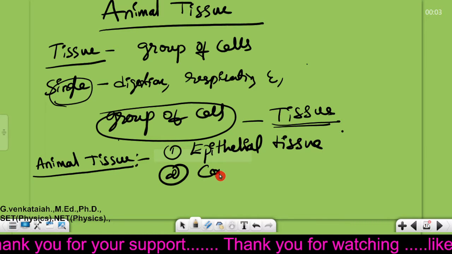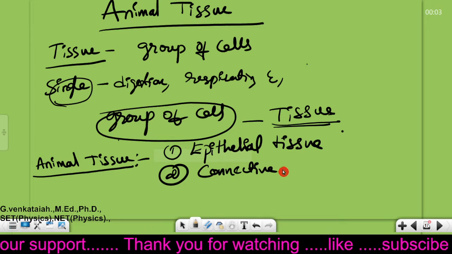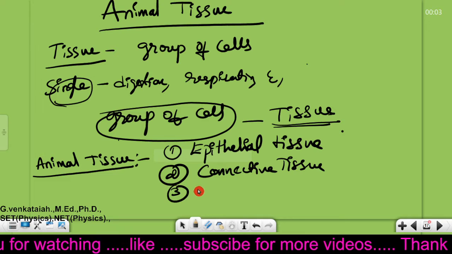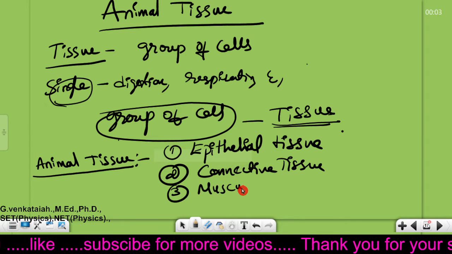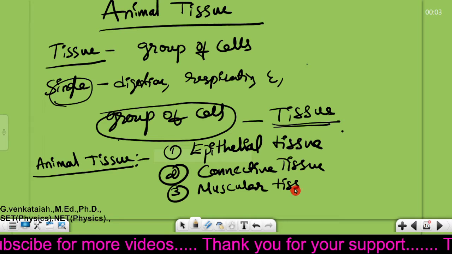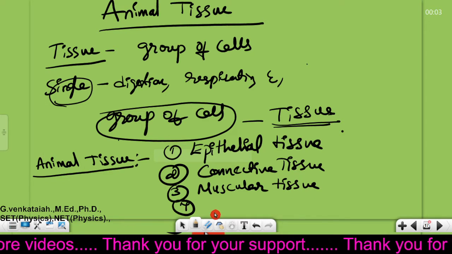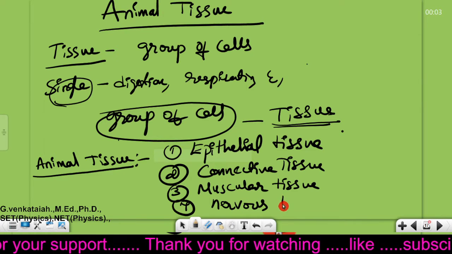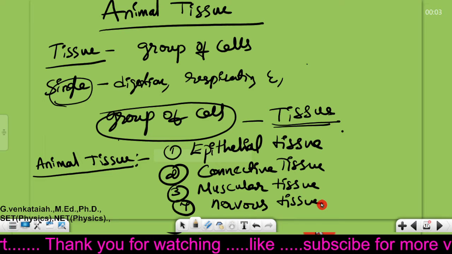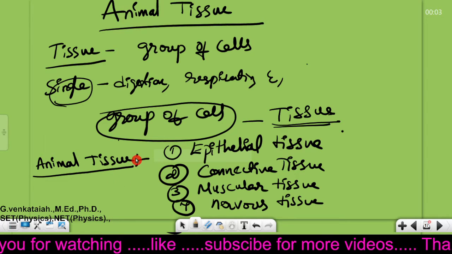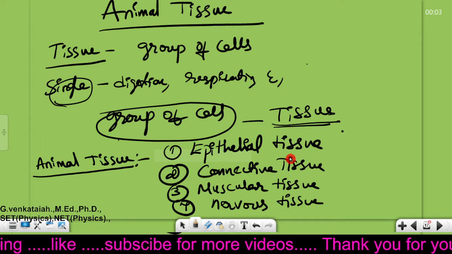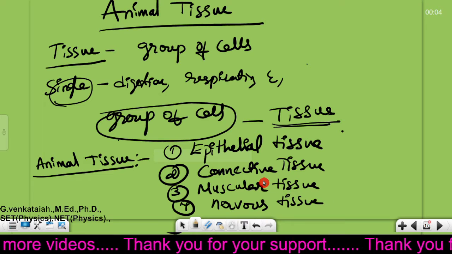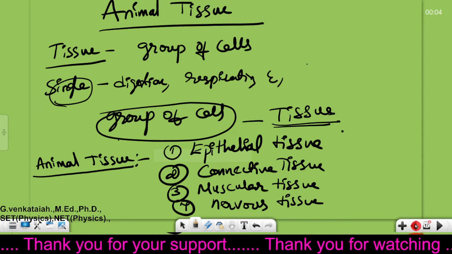Second one, connective tissue. Third one, muscular tissue. And fourth one, nervous tissue. Okay. So animal tissues are mainly 4 types: epithelial tissue, connective tissue, muscular tissue, nervous tissue.